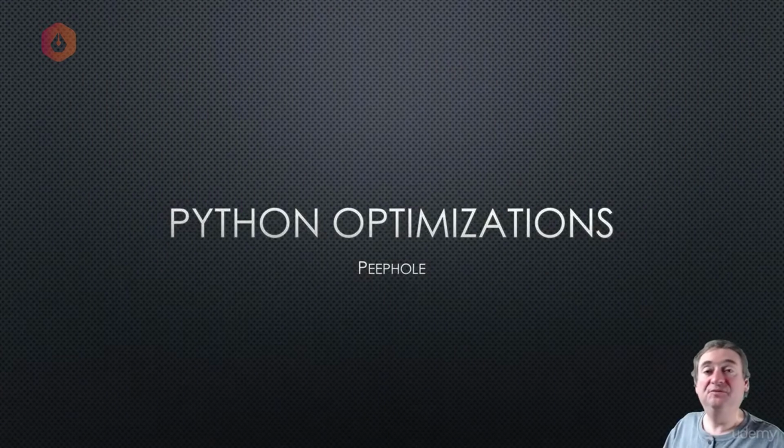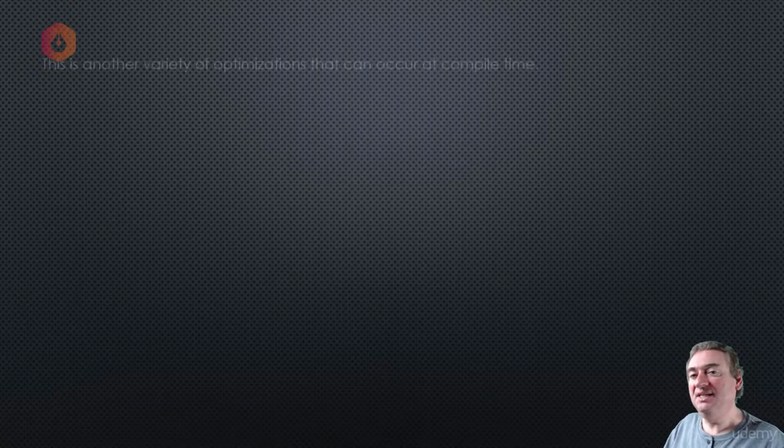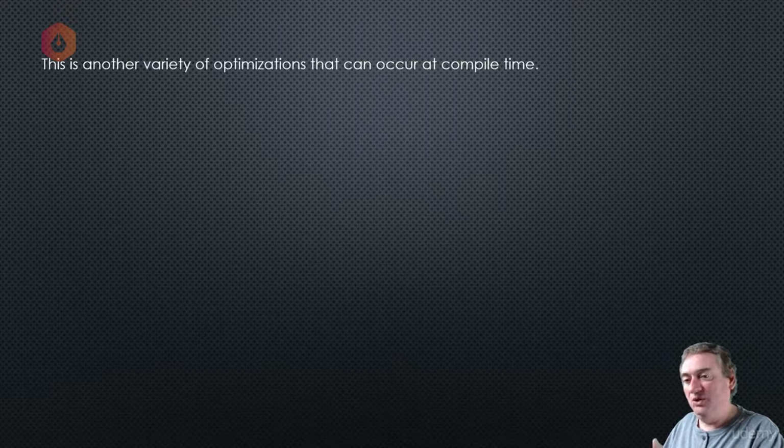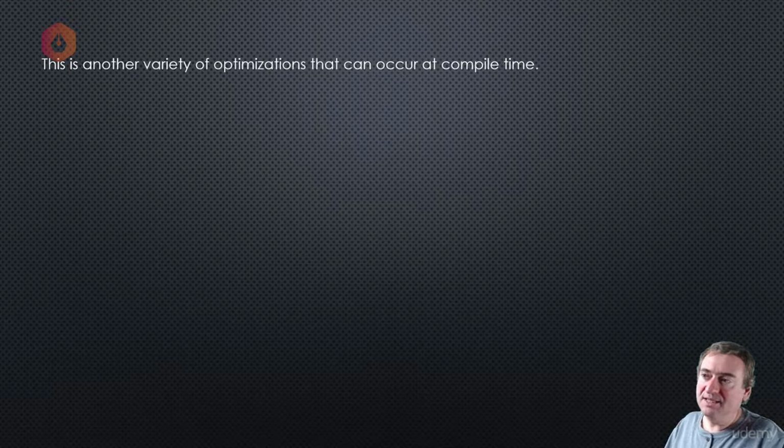Hi, in this video we're going to continue our look at Python optimizations, and in particular we're going to look at peephole optimizations, which is just another variety of optimizations that happens. Now these happen at compile time, and of course your Python code gets compiled before it can run. It doesn't get pre-compiled the way a typical C language program might get compiled into an executable, once it gets linked.